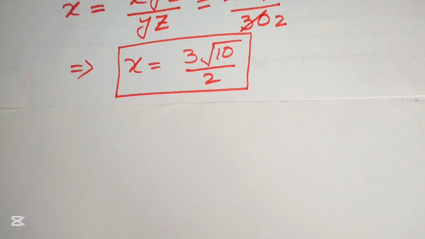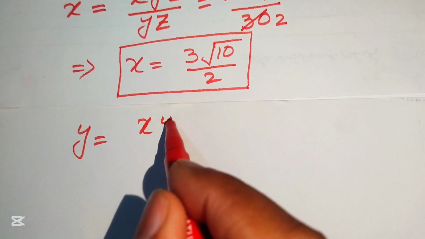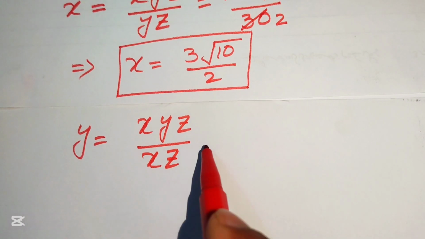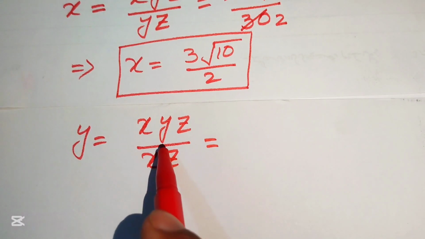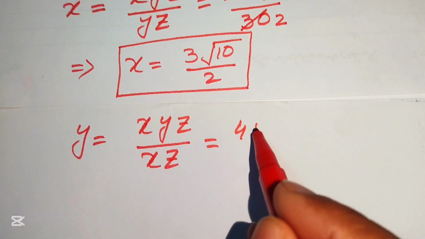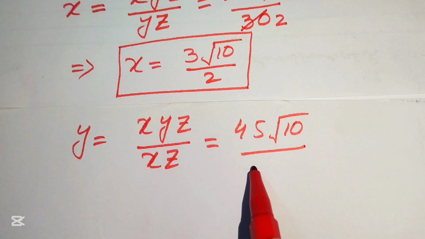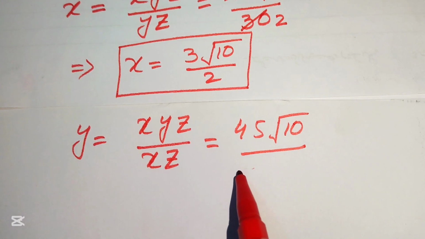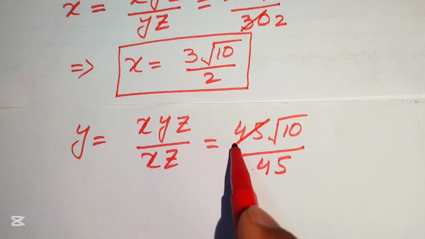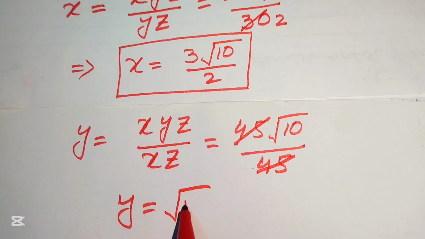And now in order to find the value of y, similarly we will write y equals xyz divided by xz. Okay, so we have the value of xyz, which we found above, is 45 times square root of 10, and in the given question statement we have the value of xz or zx is 45. So this 45 is cancelled out by this 45, and we have the value of y is square root of 10.